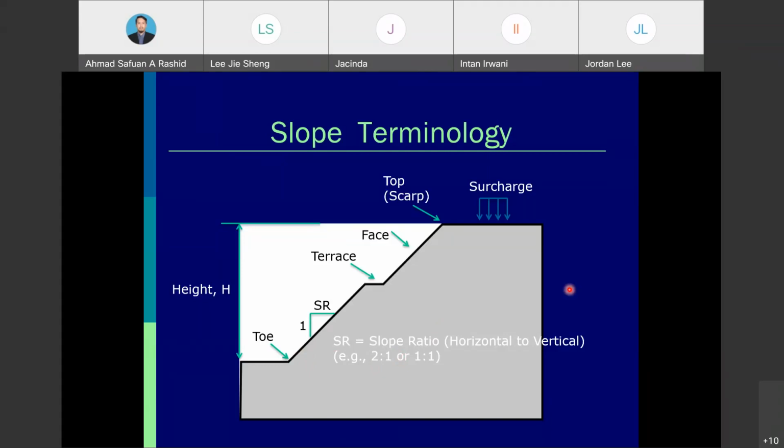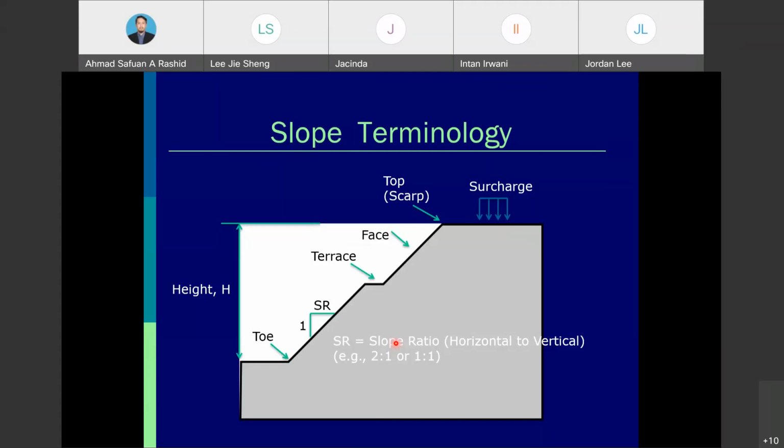So there is a simple way to ensure the stability of the slope. So that's why by using 2:1, it means that the degree is 26. Normally for soil, under the effective unit weight, the effective friction angle is around 28 to 30 or 32, 33 something. So if 1:1, the ratio is 45.